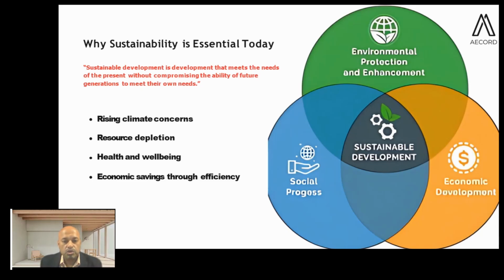And economic saving through efficiency. Though we talk about saving our environment, saving energy, saving water, always one question is asked by the clients: what is the saving you get? By saving so much water, when is my return on investment for the high efficiency fixtures we are using? By going for an efficient chiller, by going for efficient glazing, what is the return on investment? So that is the reality of the market.